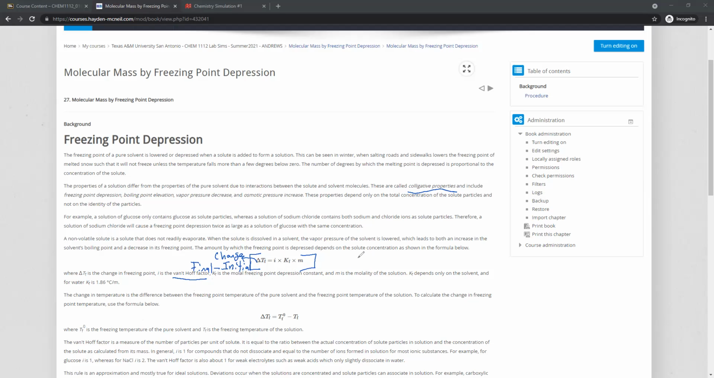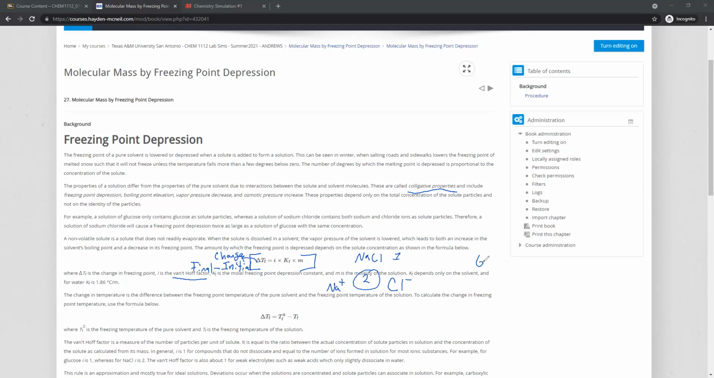So if we look at a salt like sodium chloride, when we dissolve that in water, it becomes a cation, sodium, and the anion, chloride, right? They separate from each other. So this one particle becomes two particles. So the van 't Hoff factor for sodium chloride is 2.